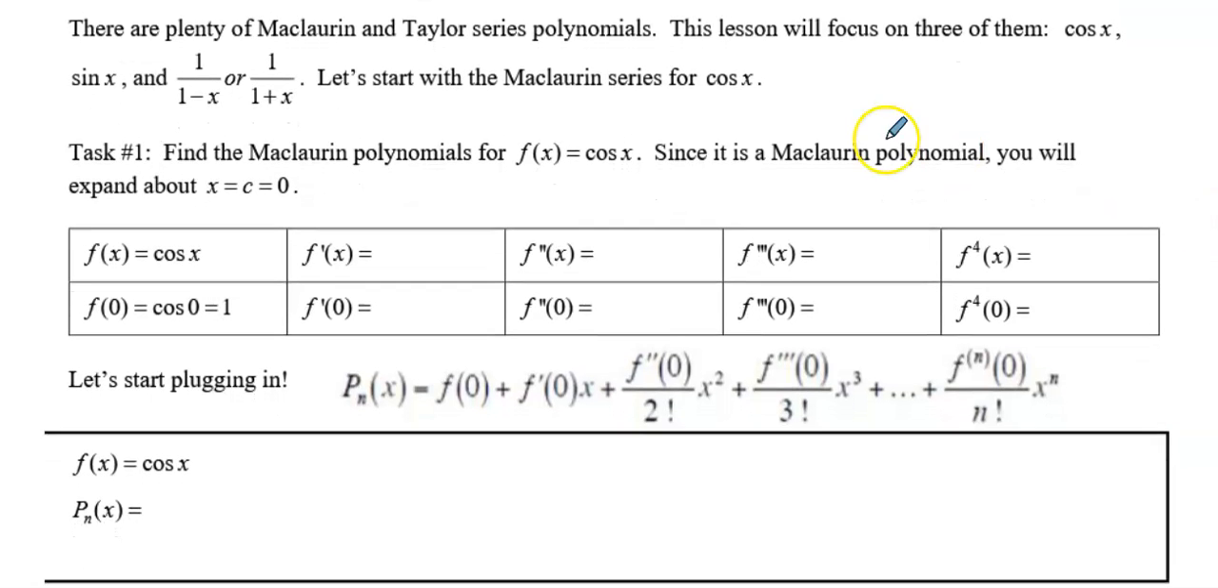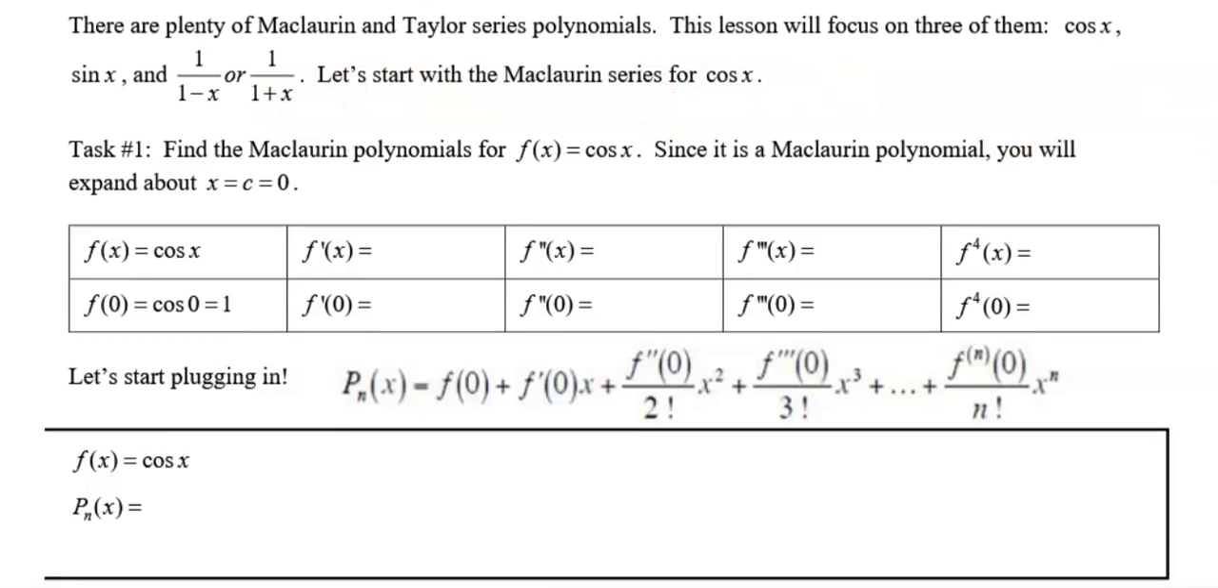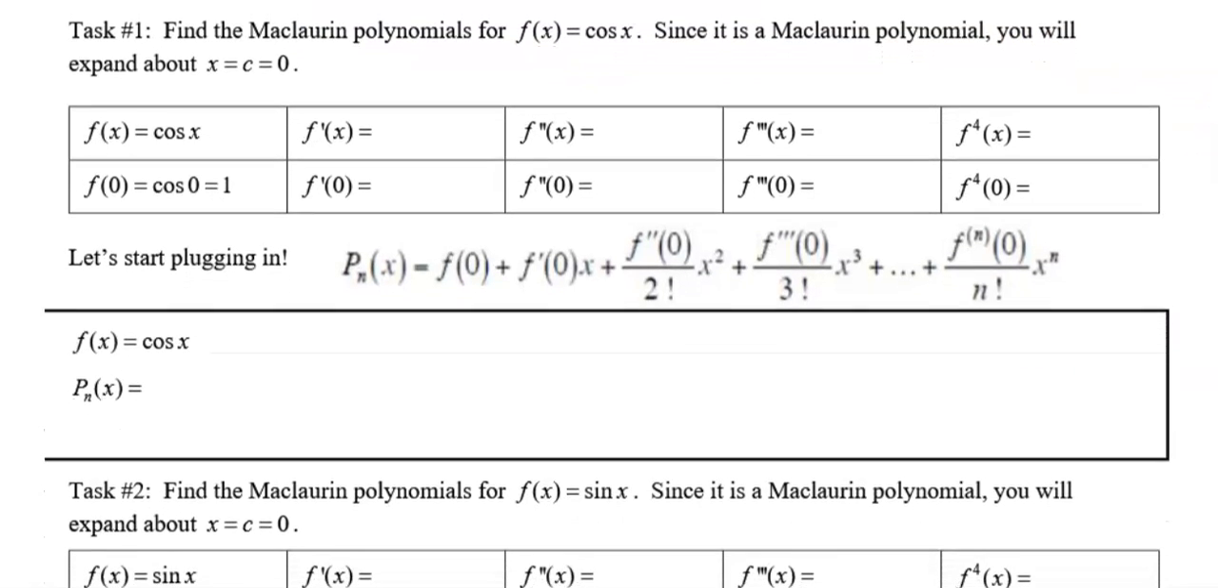But the first thing that we want to do here is that there are many polynomials, as I just said. We're going to focus on 3 of them in this particular lesson. We're going to talk about the cosine of x, we're going to talk about the sine of x, and 1 over 1 minus x, which is going to be very similar to 1 over 1 plus x. So let's go ahead and get started and show you guys how to rewrite cosine of x into a polynomial using the Maclaurin polynomial series.